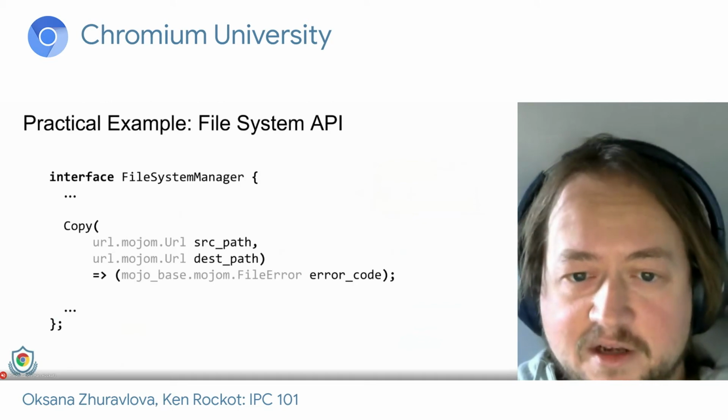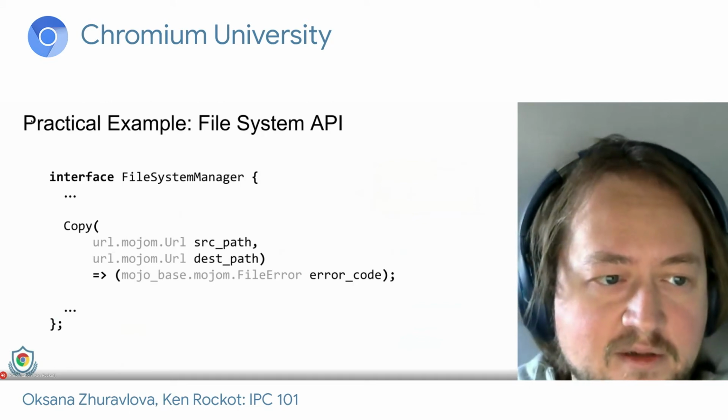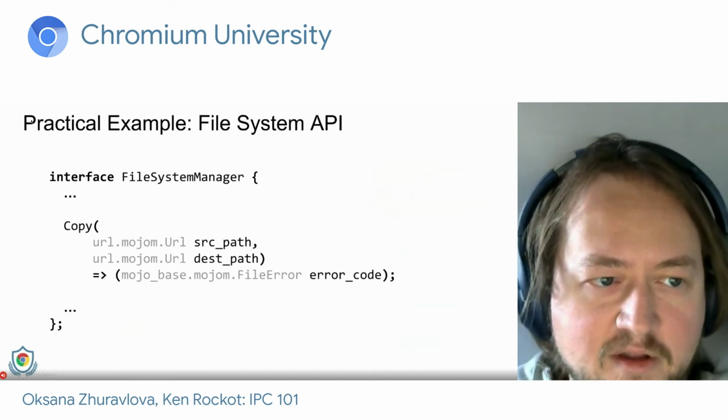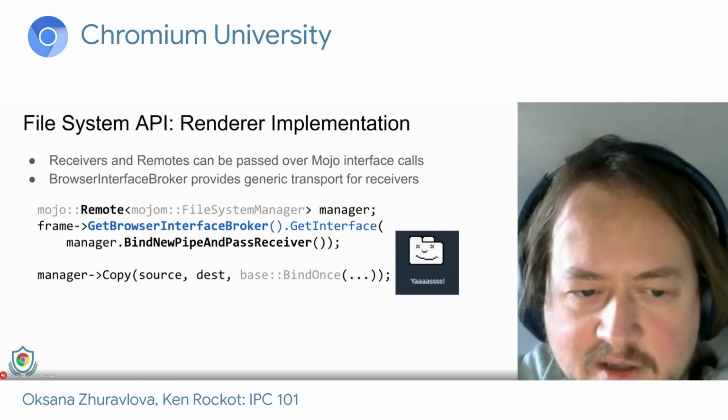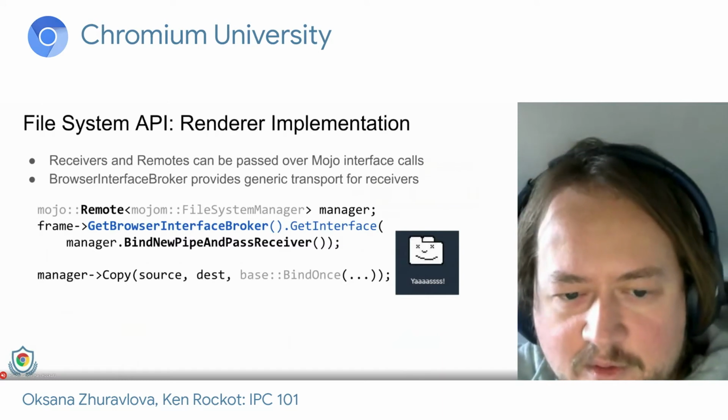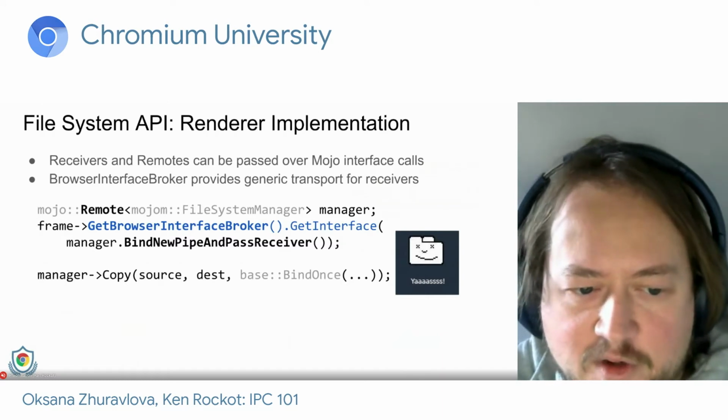And the renderer side code to facilitate this operation, to initiate the file copy, is very similar to what we did with the calculator. You create a remote, you bind it, and you call your Copy.